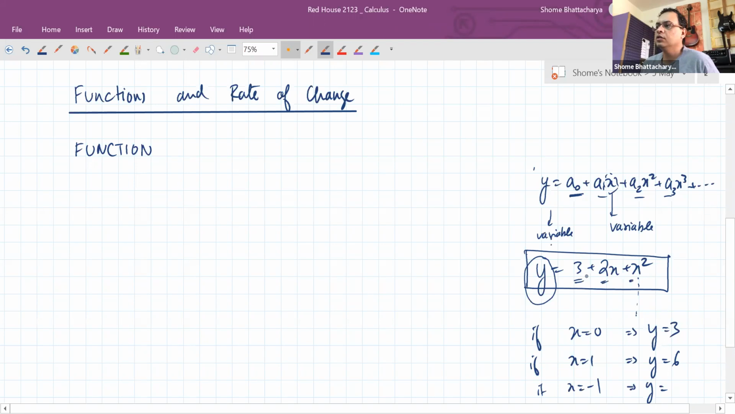Y is becoming how much? 4 minus 2, right? 4. So it's becoming 2, so on and so forth. So what it does is, it gives you the relationship between two variables, where one of the variables is what we call independent and the other variable is what we call dependent.